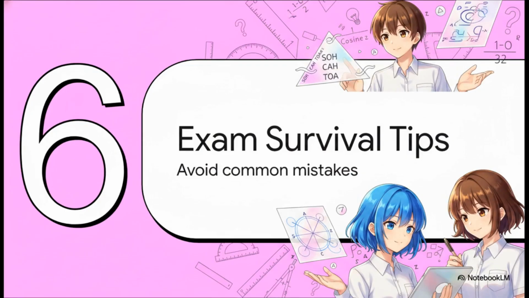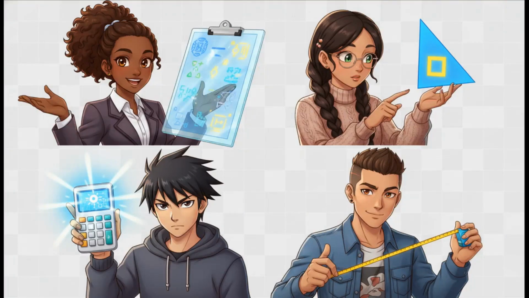And finally, part 6, top exam survival tips. Before we wrap this up, I want to give you some rapid-fire secrets to avoiding those really common exam traps. First, and I mean this, the absolute most powerful thing you can do is write SOH CAH TOA at the top of your paper the very second you sit down and see a right-angled triangle. Literally, just get it out of your head.